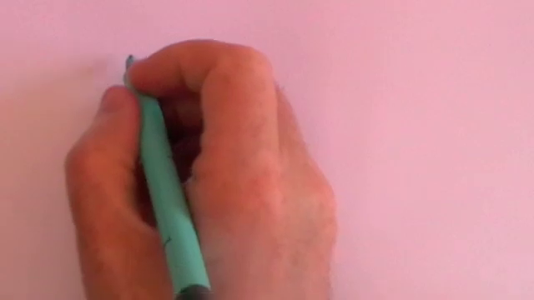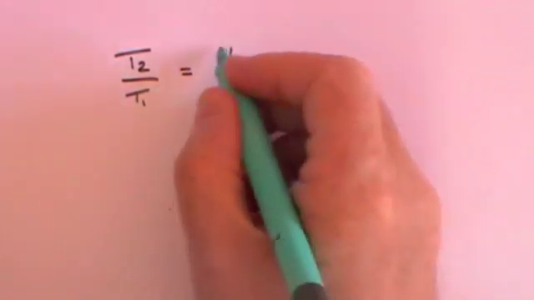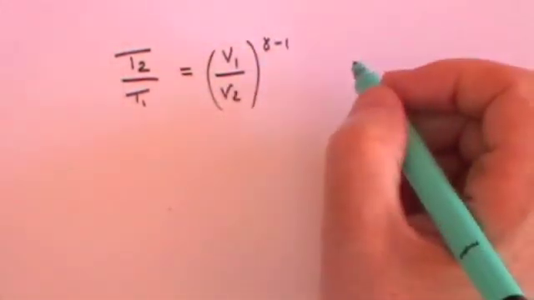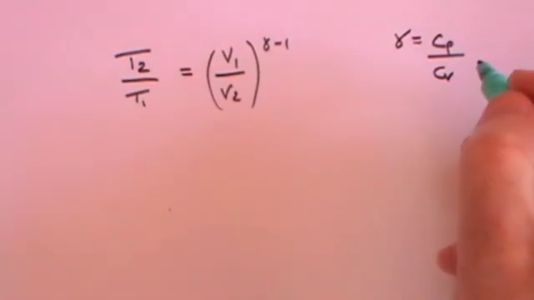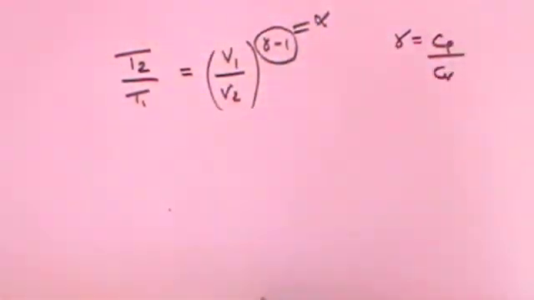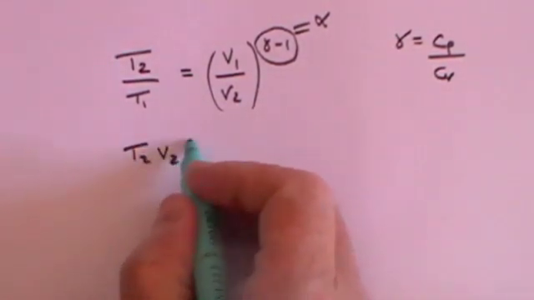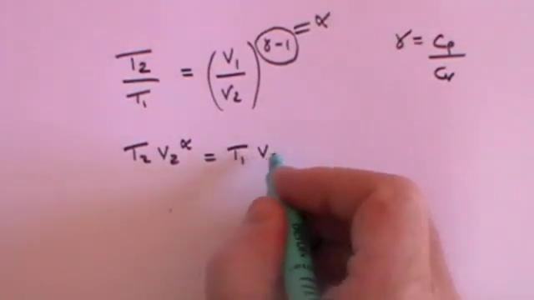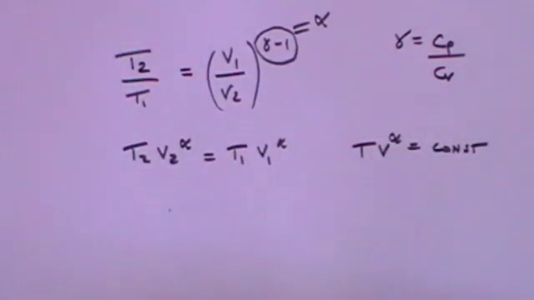Well, earlier on in this video we showed that T2 over T1 is equal to V1 over V2 to the gamma minus 1, where gamma, you remember, was Cp over Cv. Well, I'm going to let gamma minus 1 equal alpha, again just for simplicity. And so multiplying out, you get that T2 V2 to the alpha is equal to T1 V1 to the alpha, which means that TV to the alpha is a constant. And that's for, remember, the adiabatic change from B to C and from D to A in the Carnot cycle.